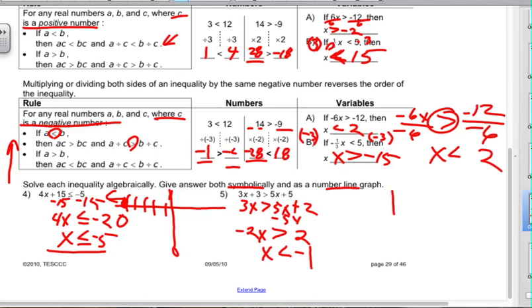not equal to. So on a number line, there's negative 1. I will put an open circle and then an arrow going off to the left. Okay, let's take a look at page 3.